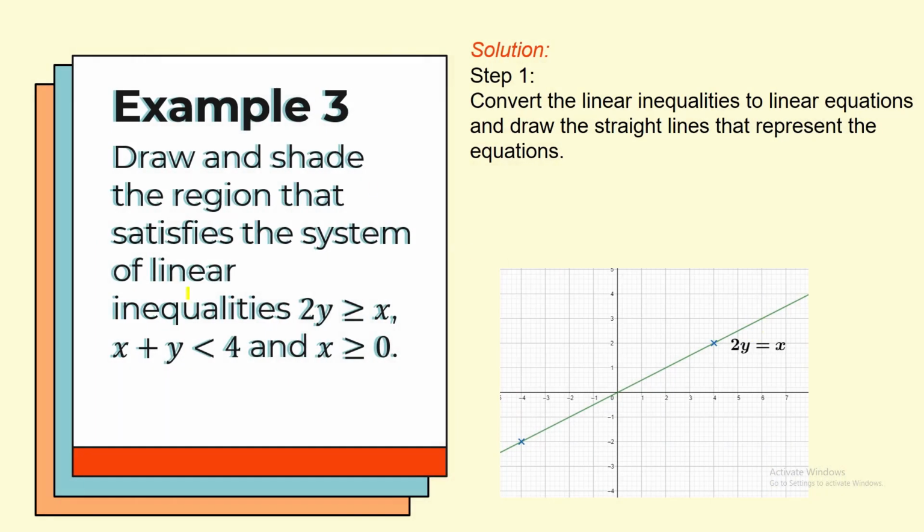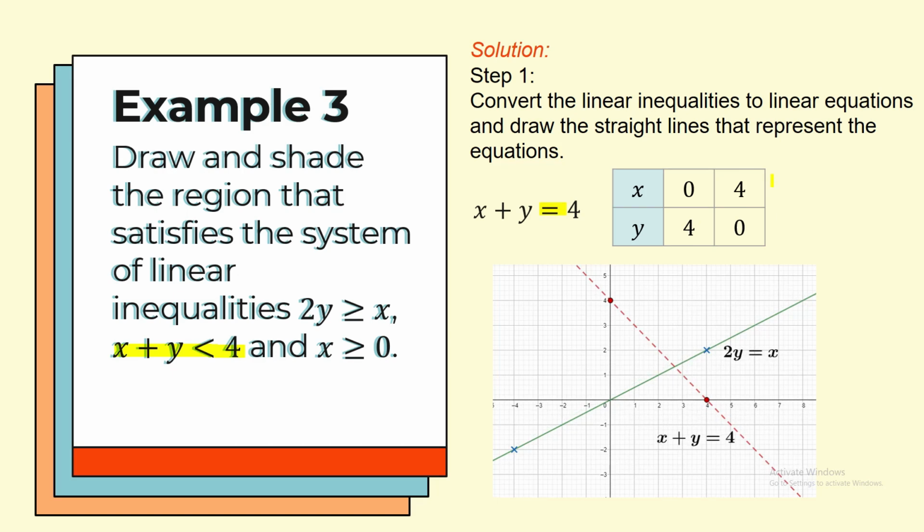Okay, after that, we will take a look at the second linear inequality. You must change this into a linear equation first, like this. Only convert the sign. After that, you must draw a table like this. When x is equal to 0, y is equal to 4. When x is equal to 4, y is equal to 0. You get the 2 points. After you get the 2 points, you plot the graph and then you draw the straight line, like in this picture.